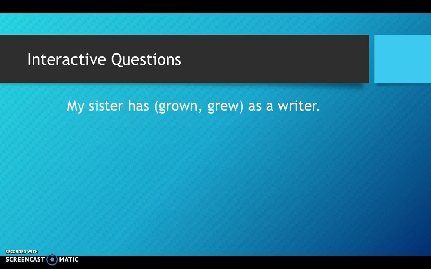What about this one? My sister has blank as a writer. My sister has grown as a writer, or my sister has grew as a writer. With have, has, or had, these verbs typically add an N or an EN to the end. So grown is the correct answer. My sister has grown as a writer.